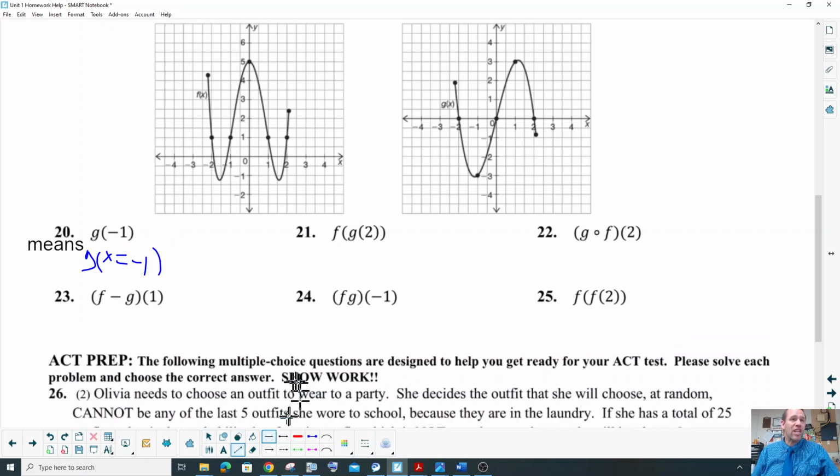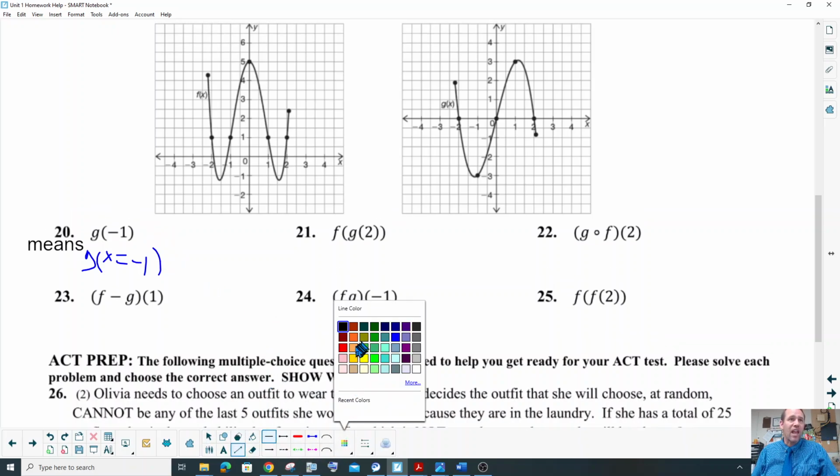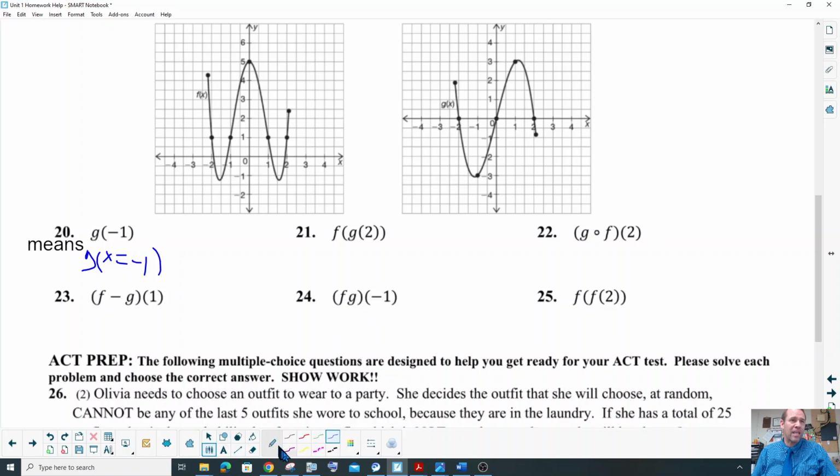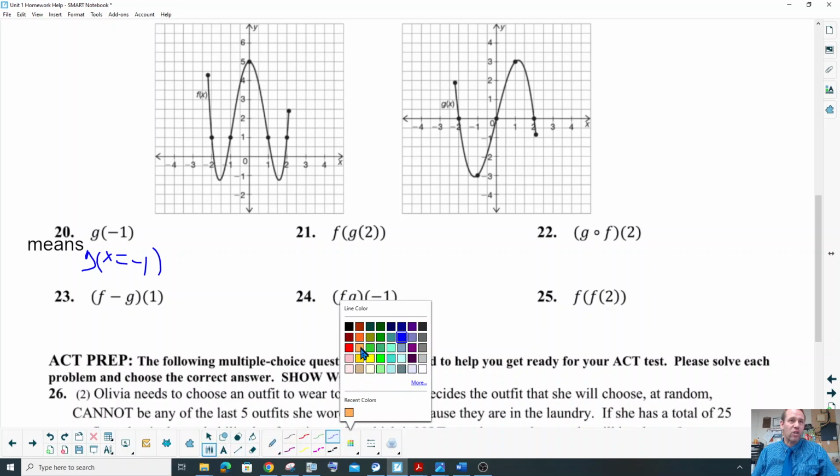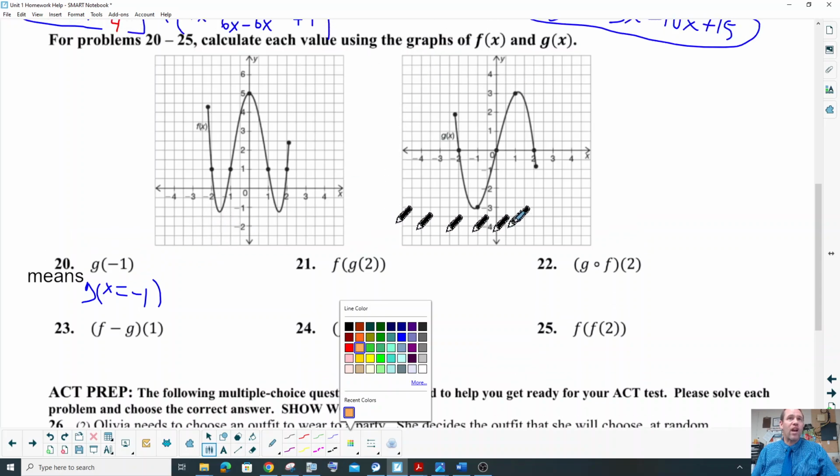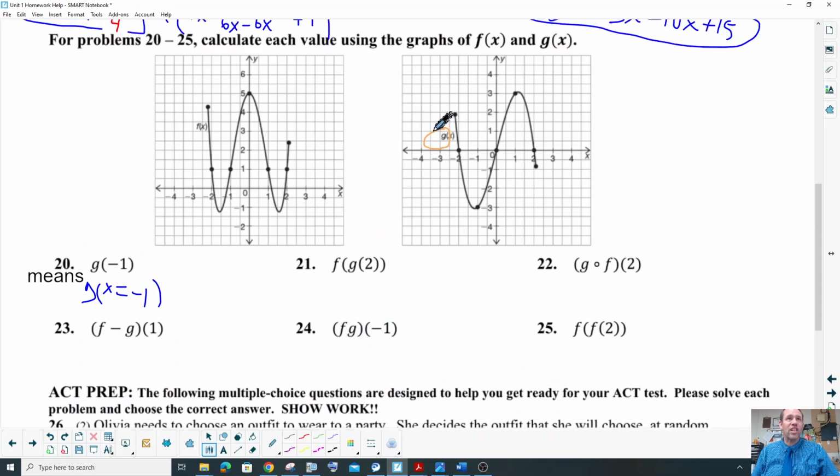We're going to go to graph G, and then we're going to go to x equals negative 1. Wait, that's drawing a line. We want to do a pen. Ooh, orange. I like orange. Okay, so now we're going to go to graph G, which is right here. There's graph G. And so we're going to go to x equals negative 1. So that's right here.